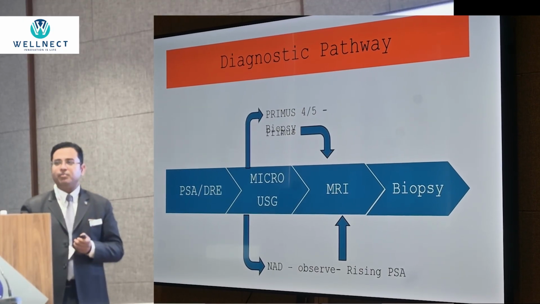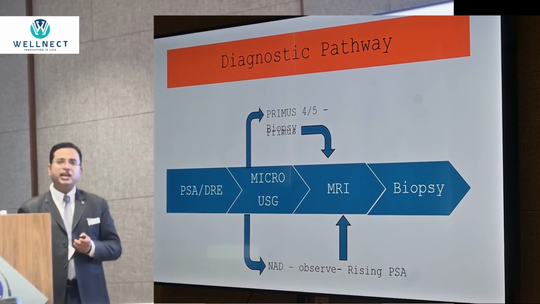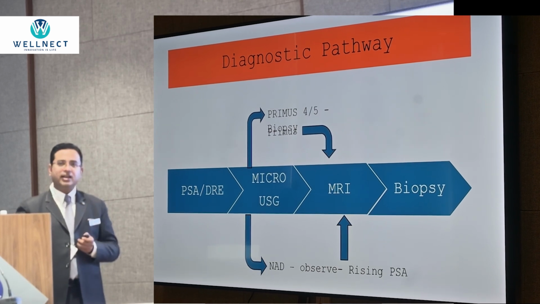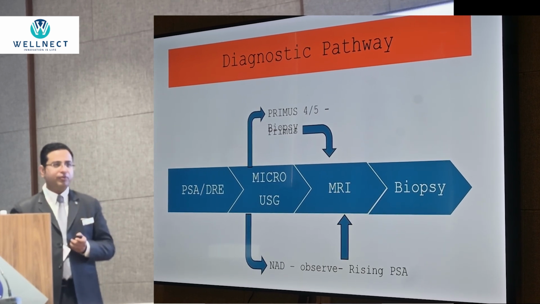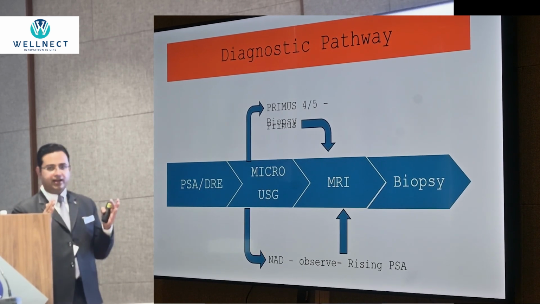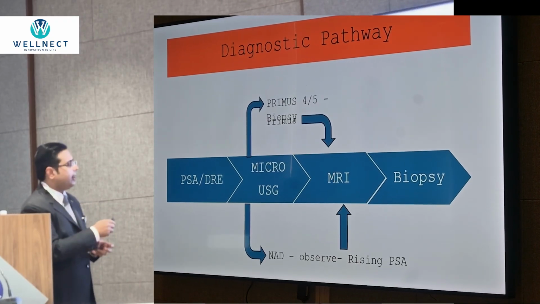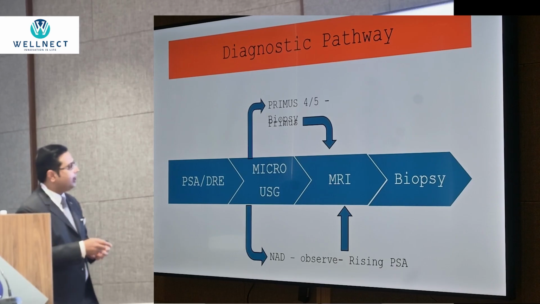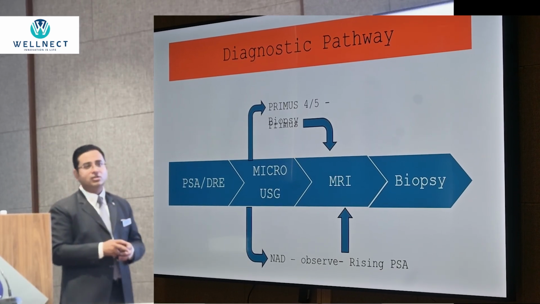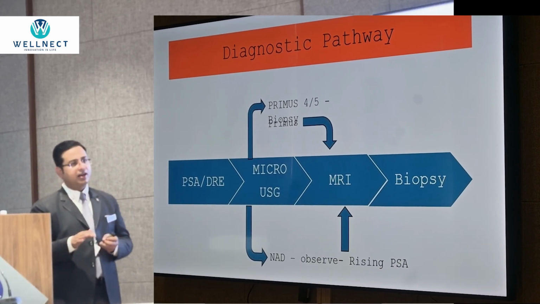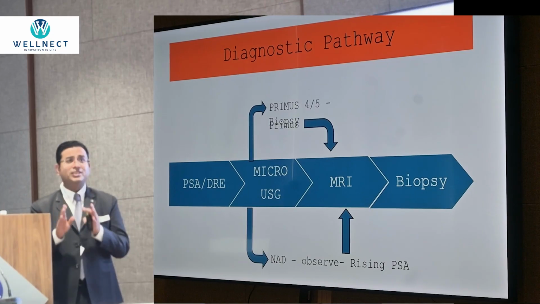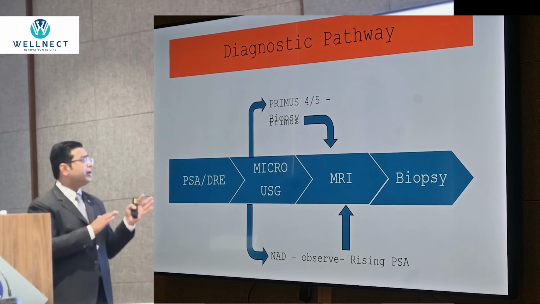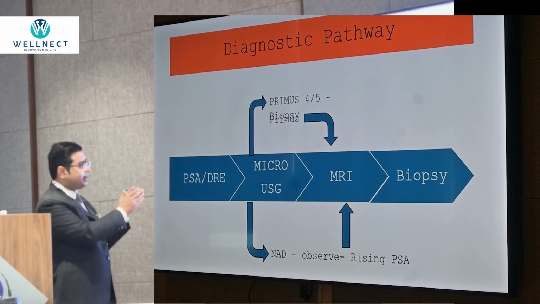If there is something that is suspicious based on DRE and PSA, that is a gray zone PSA between 4 to 50, I just expanded that. And of course, if there is a DRE abnormality, then it's a totally different ballgame. I do a micro ultrasound first, because it's an OPD patient, and at least in NPH, the patient is not charged for it. So I have the liberty to do it on all the patients in this particular segment.